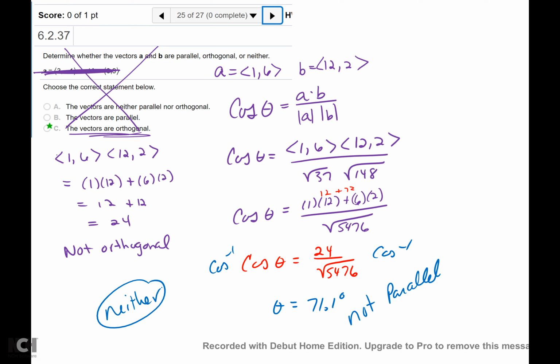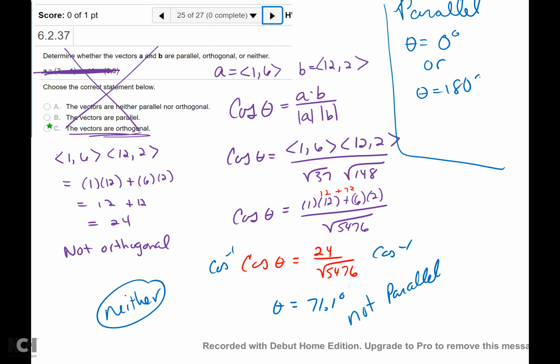Alright, and remember, what does parallel look like? Parallel means you get theta equals either 0 degrees, or if you get theta equals 180 degrees, then you know that your vectors are parallel to each other.